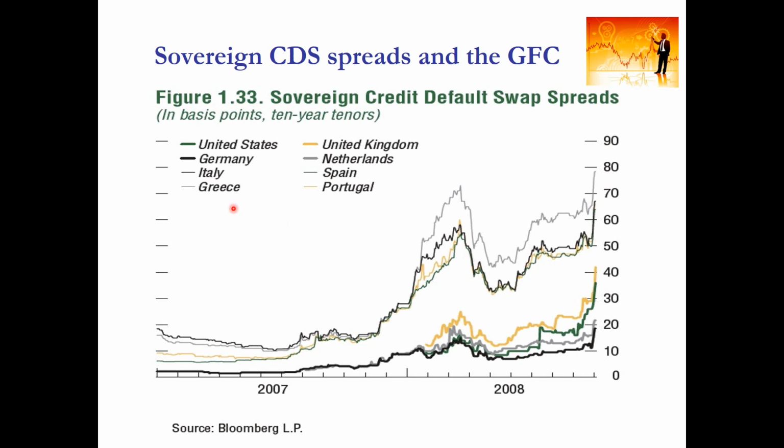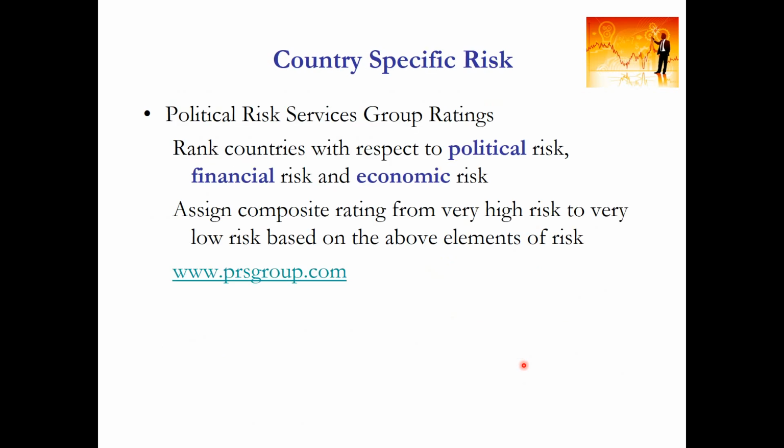However, for countries particularly like Greece and Portugal, the credit default swap spread was much higher compared to some other countries which are considered to be relatively safe, for example, United States, United Kingdom, and Germany. So you can see that credit default swap spread can be a reasonably good measure of the country risk in different time periods.